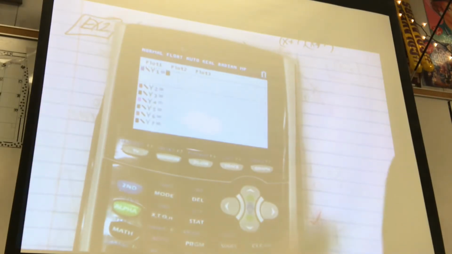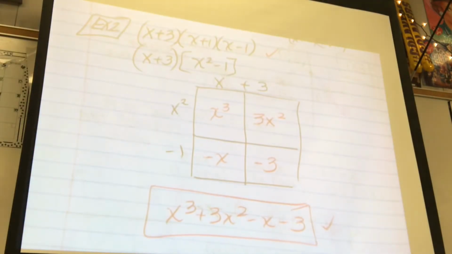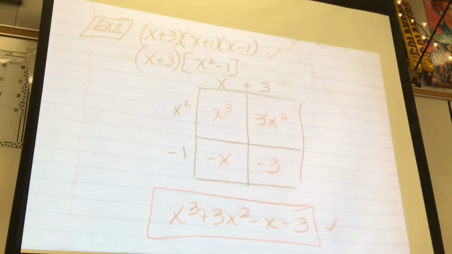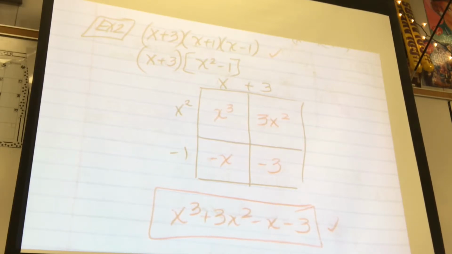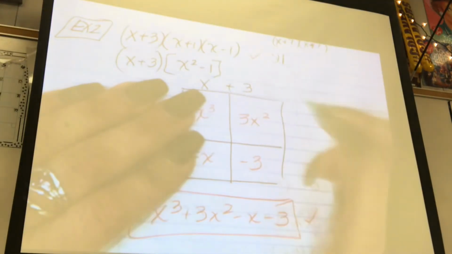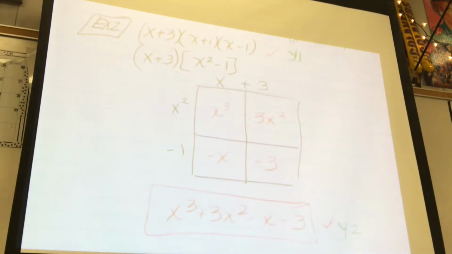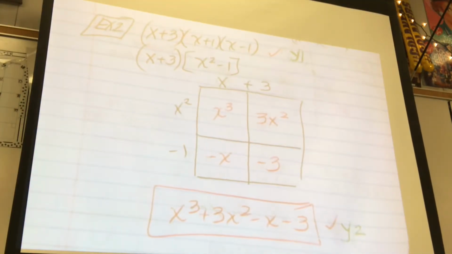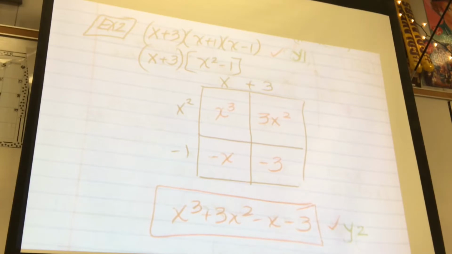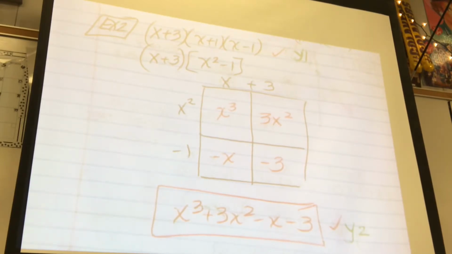I'm going to let group one have this calculator. Can you guys put it in, please? Put it in Y1 and Y2. Put this in Y1 right here. Put this in Y2, and what should you get if you're right? Should you get two different graphs? No, you better get the same graph that overlaps, or we did something wrong.